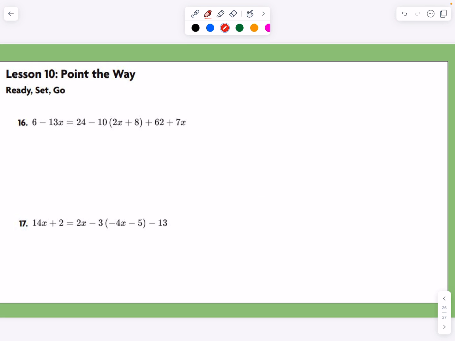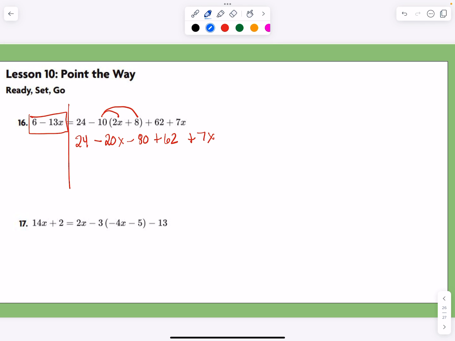All right, number 16, same idea. I want to get the right side to be equal to this, so show that it matches. So you probably want to use distributive property once again. So negative 10 times 2x is negative 20x. Negative 10 times an 8 is a negative 80. And then we add the 62 and add the 7x. I'm going to combine my like terms. So let's start with our x's. We have a negative 20x, and we have a positive 7x. So that becomes negative 20 plus 7, a combined negative 13x.